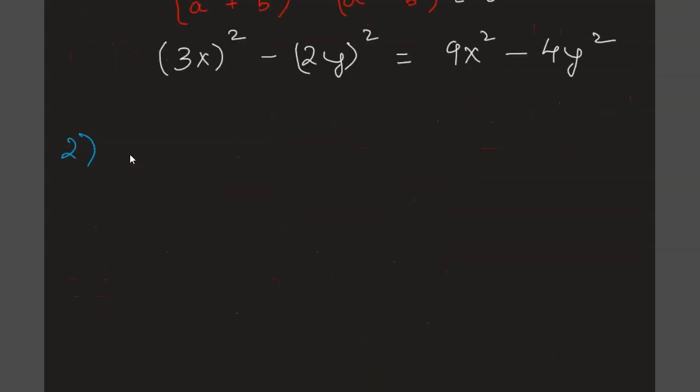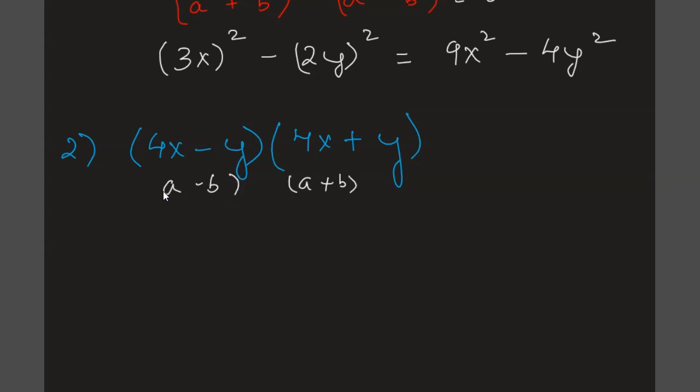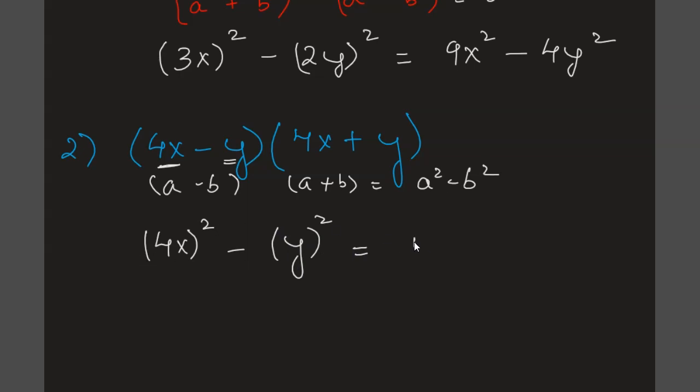Let's do another example with this type of formula just to clear our doubts. If we have 4x minus y times 4x plus y. Again, we have a problem like a minus b, a plus b. So similar terms but different signs. It can be written as a square minus b square. My a is 4x, my b is y. So I'm going to do a square. So the whole 4x is going to be squared minus y is going to be squared. I get 4 times 4 is 16x squared minus y squared.